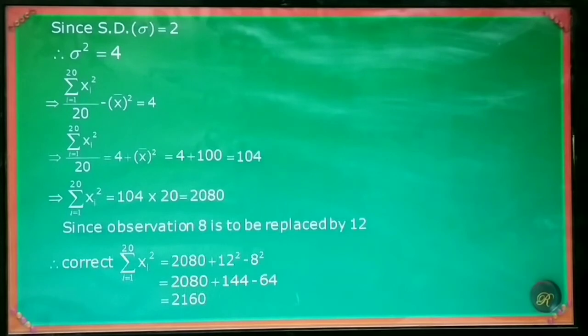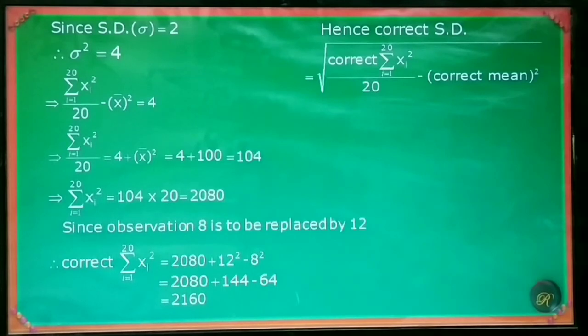Hence, correct standard deviation is equal to square root of correct sum of squares of 20 observations divided by 20 minus square of correct mean, which is equal to 2160 divided by 20 minus 10.2 square.